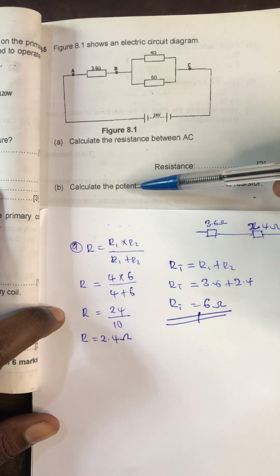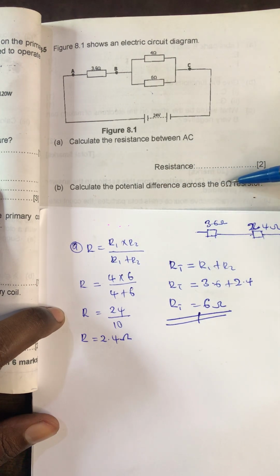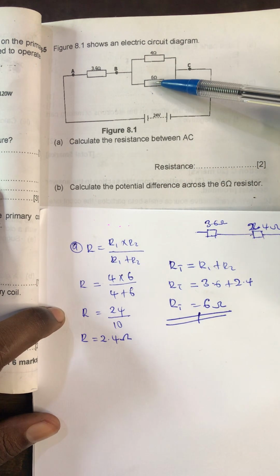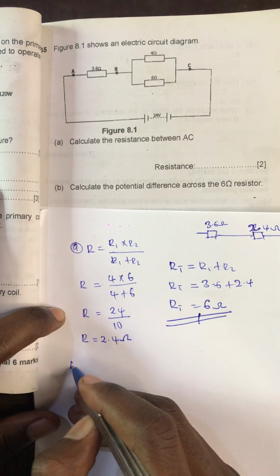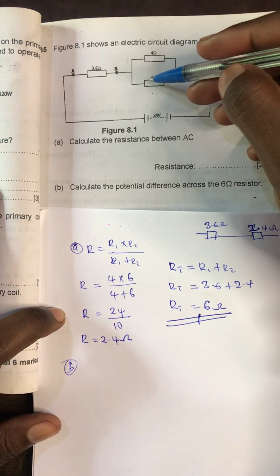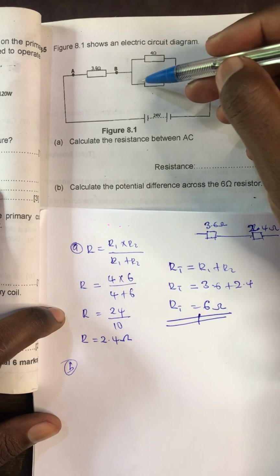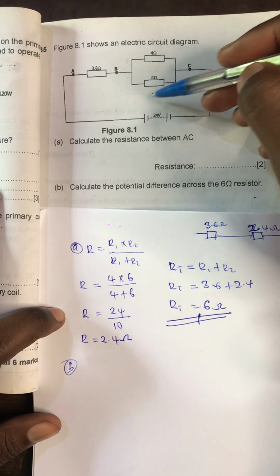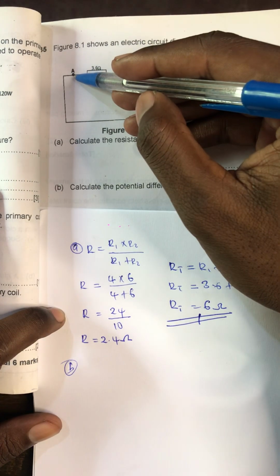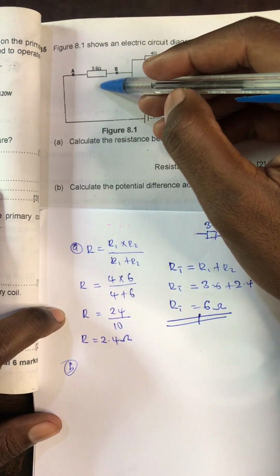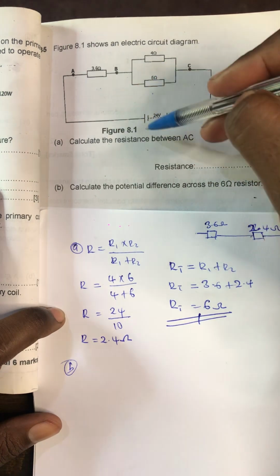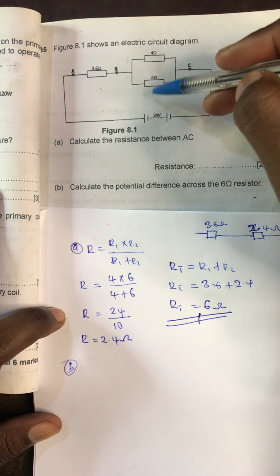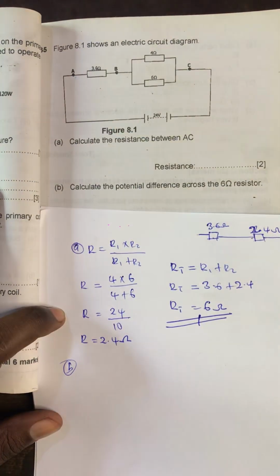Question B says calculate the potential difference across the 6 ohms resistor. So across the 6 ohms resistor here, what is the voltage? I want you to understand that to get the voltage that is across this 6 ohms resistor, we will first need to find the voltage there, and then after we find the voltage there, we subtract from the total voltage. It will give us the voltage across the 6 ohms now.